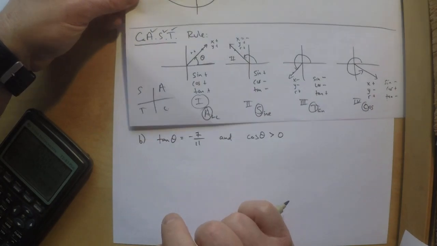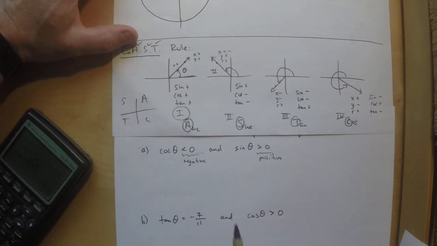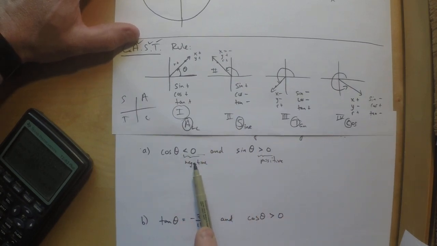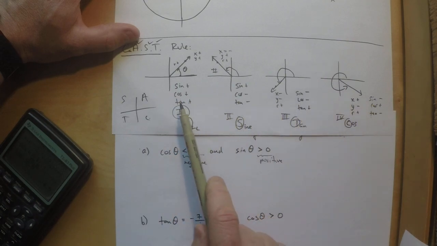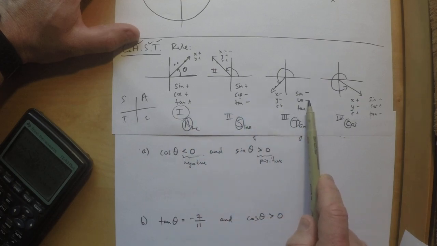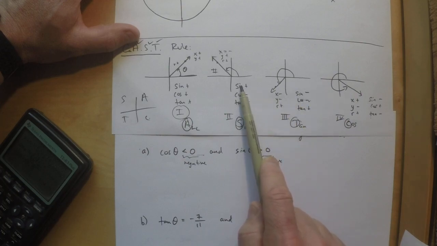cast rule. So looking at that information, what quadrant has this information where cosine is negative and sine is positive? Well, if you have this already drawn out, you could just look at each quadrant and say, well, cosine is negative here and here, but out of those two choices, where is sine positive? Well, it must be quadrant 2.